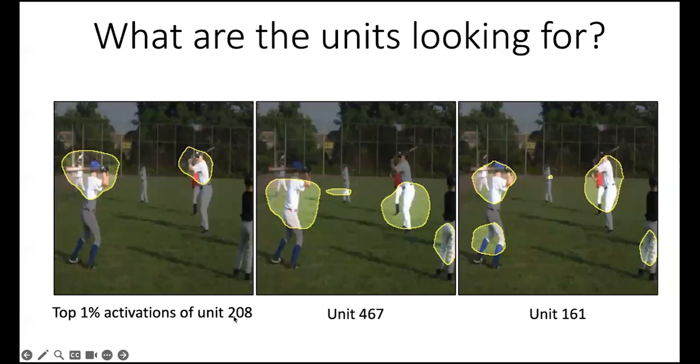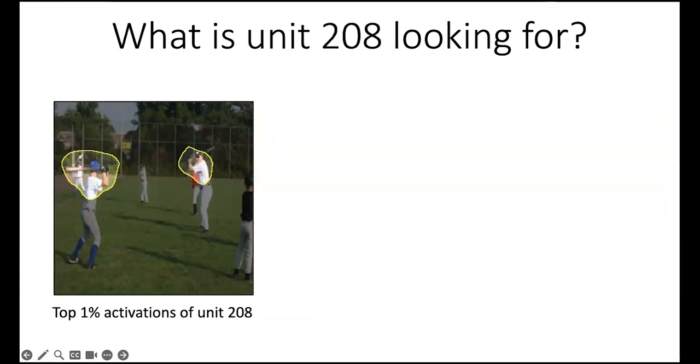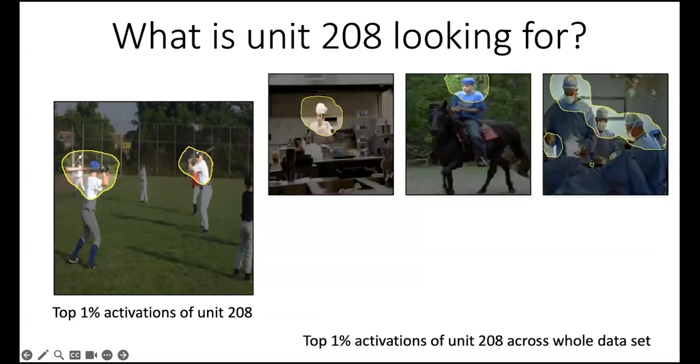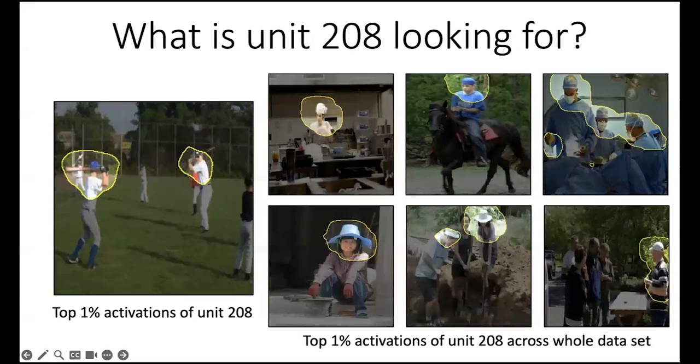It's kind of interesting. But just looking at one image, we can't really tell what this unit is looking at. To actually answer that, we want to ask a more generalized question. Once we've chosen a specific unit, it allows us to ask a more broad question. We can ask in general, not just in this image, what does neuron number 208 look at? So here I'll show you the top 1% activations of this unit across a large data set of hundreds of thousands of images.